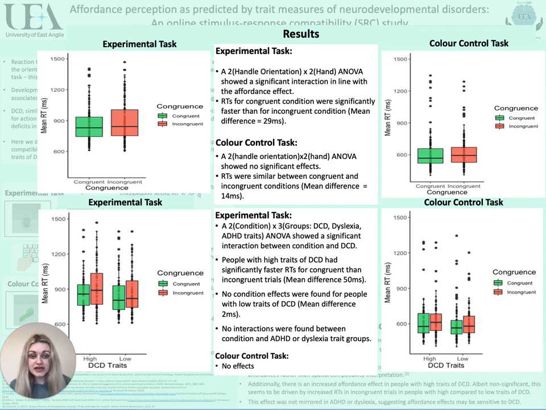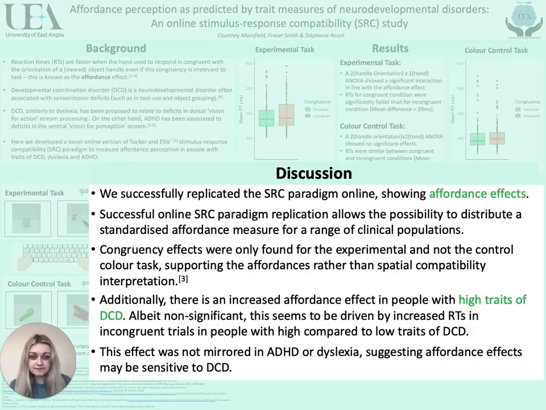When looking at the trait groups, ANOVA found that there was a significant interaction between condition and DCD, specifically that people with high traits of DCD had significantly faster RTs for congruent over incongruent trials. There was no such effect found for those with low traits of DCD or either of the ADHD and dyslexia groups. The colour control condition also showed no effects, again supporting affordances driving these findings instead of spatial compatibility effects.